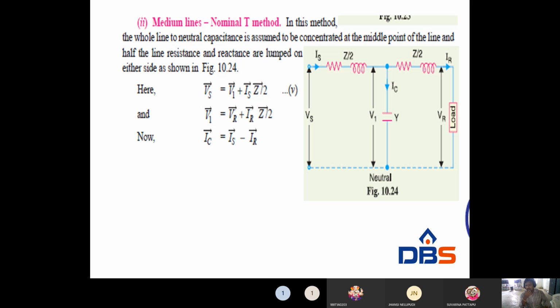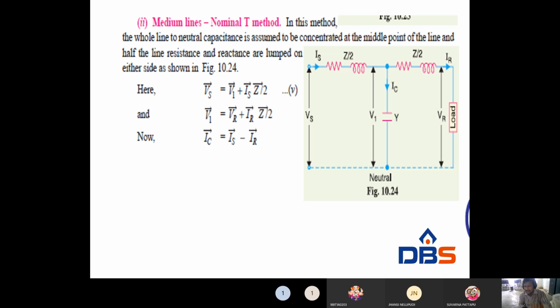So look at the figure here. For medium transmission lines, the capacitive effect is there. Why? Because distance increases such that the capacitive effect is considered, and the method is nominal-T. T is nothing but the middle of the line. So now a capacitor is connected in the middle of the transmission line, which divides the transmission line into two halves.